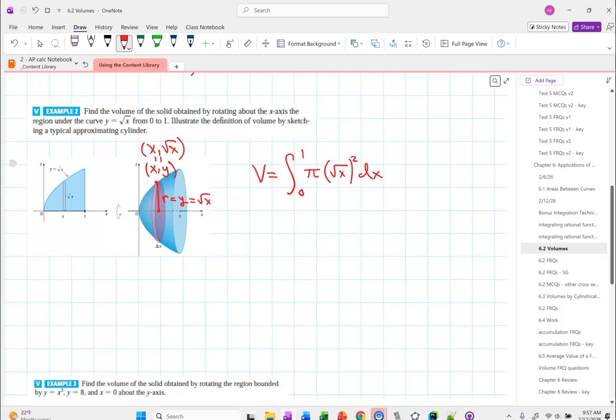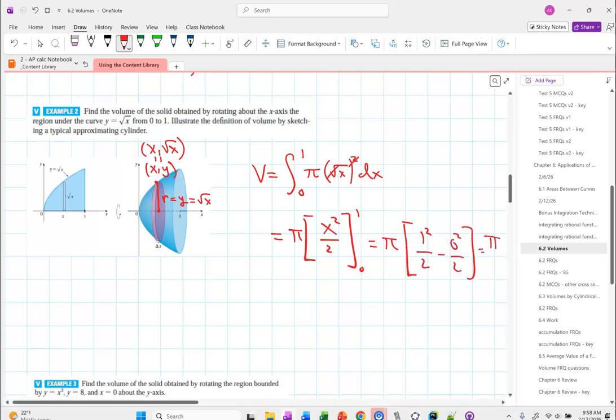Anytime you're rotating about an axis, you can have a circular kind of thing going on. So those can cancel, the squared can cancel the square root. What's the antiderivative of just x? That guy, right? So our volume is pi over 2. So far, so good?